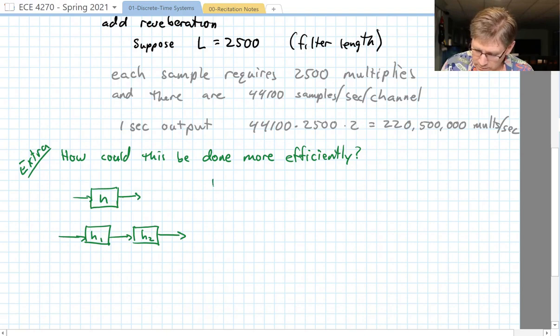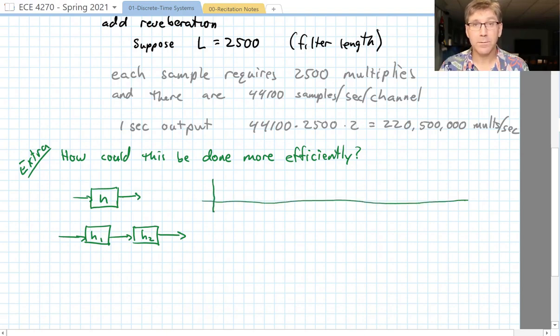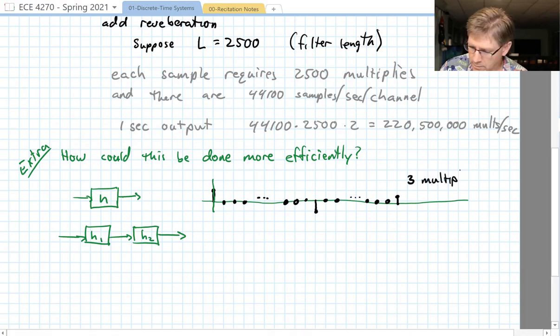Okay, so what do each of these look like? Well, H1 would look something like this. At time 0, it would have an output, and then a whole bunch of nothing, and then maybe another output. Maybe that one goes negative. Doesn't matter. More nothings for a very long time. Then maybe a little small something positive. Okay, so this takes 3 multiplies to implement H1.